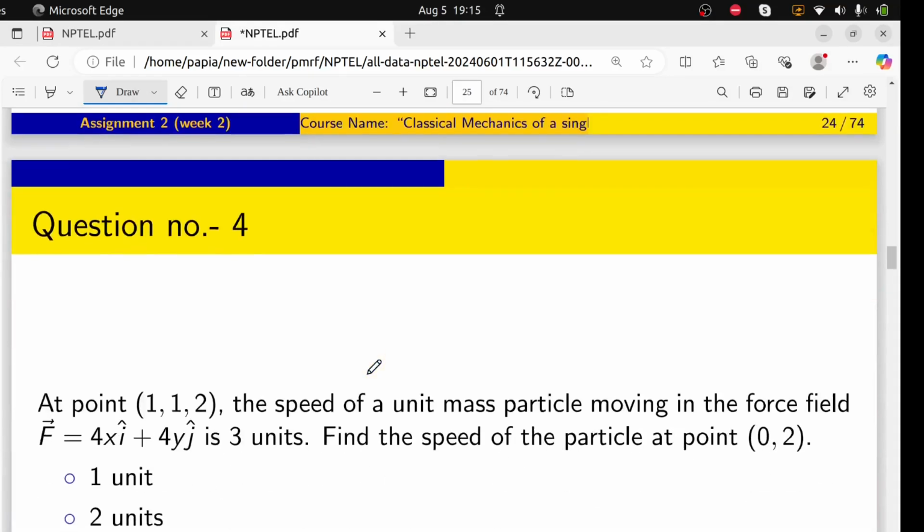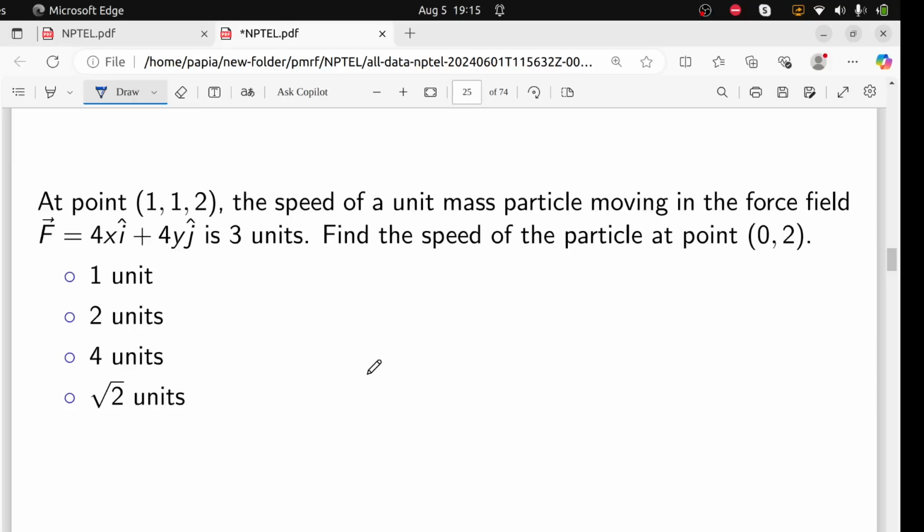Okay, now coming to the next question. At point 1, 1, 2, the speed of a unit mass particle moving in the force field is this one. Find the speed of the particle at this point. Okay, it's a nice question. It's telling that our F is 4x i cap plus 4y j cap. First of all, I need to check whether it is conservative or not.